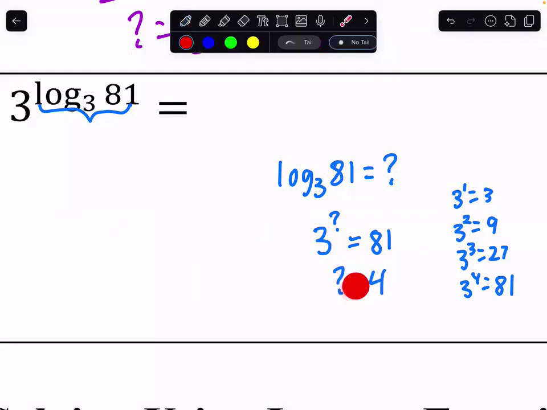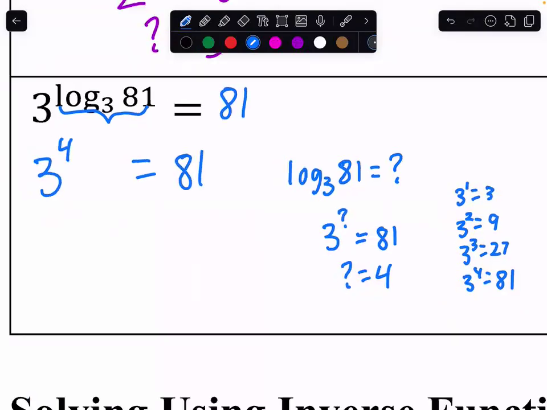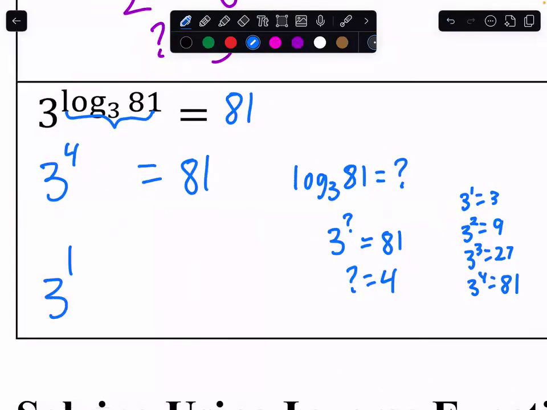But don't forget, that wasn't the whole problem. That was just the exponent part of it. So keep the base of 3, and the exponent can be rewritten simply as 4. Now we can do 3 to the power 4, but I already figured out that 3 to the 4th power is 81. So the final conclusion, I'll just rewrite it to make it more clear: 3 to the power of log base 3 of 81 simplifies to 81.